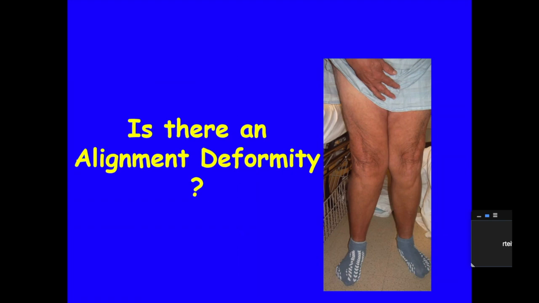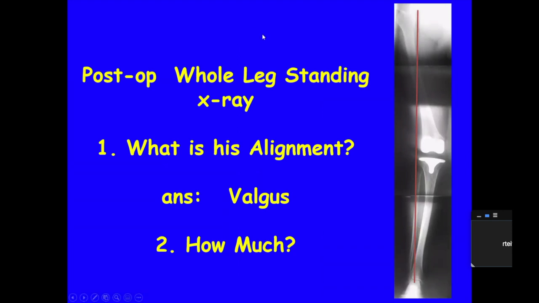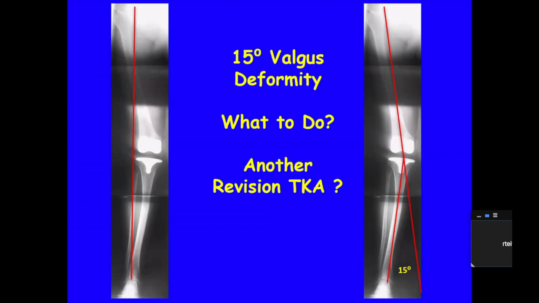Well, if we look at it, we have a suggestion valgus might be present. So we obtain the whole leg standing radiograph with the patella pointing forward, the knee joint axis in the plane of the film. And he clearly has a valgus deformity. We drop a mechanical axis down the limb, and it's on the lateral side of the knee. And the deformity measures 15 degrees. That's the total deformity. So what do we do at this point? Another revision total knee 3 months after the last revision, or any other choices?